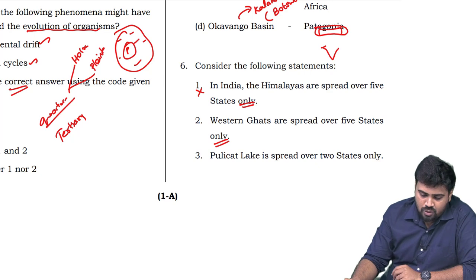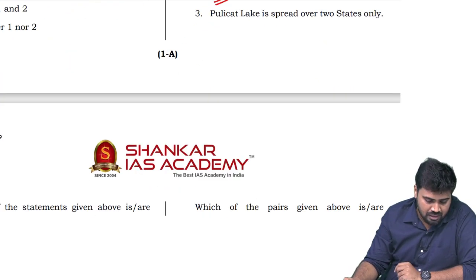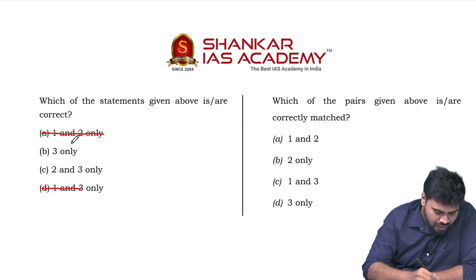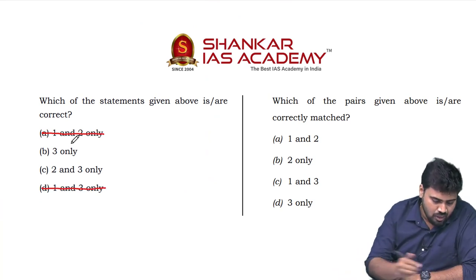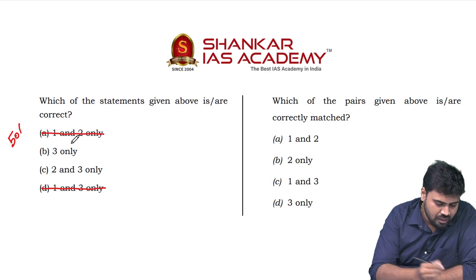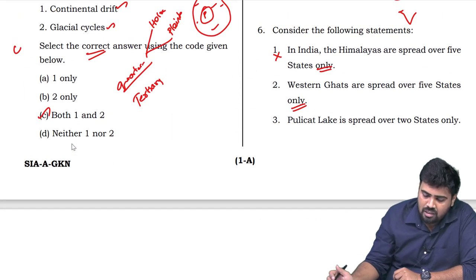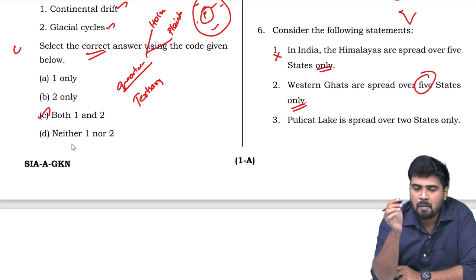So first statement is wrong. You can eliminate option A and option D. So now your chance is 50%. You have eliminated 2 options. Now back to the question. Western Ghats are spread over 5 states only.